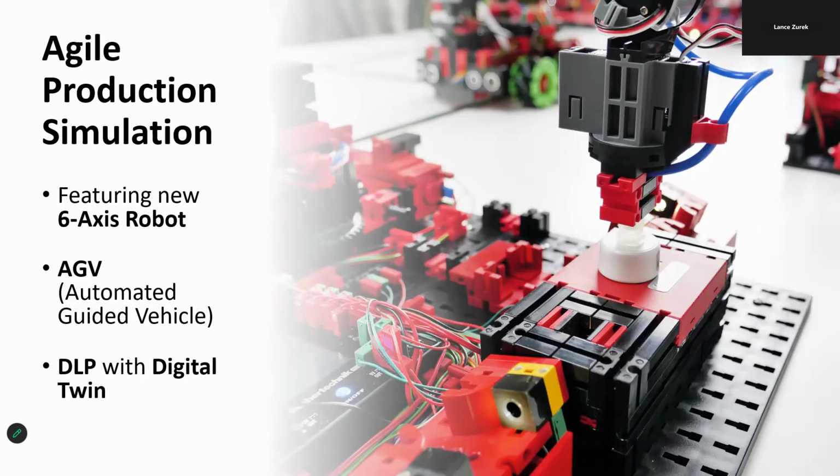The model includes several features not previously available in the fischertechnik simulation line, and this includes an automated guided vehicle and a 6-axis robot. The accompanying didactic materials also help to translate the hands-on simulated processes into future skills for both students and teachers. And in addition, the digital twin of the model helps to significantly intensify the learning experience.